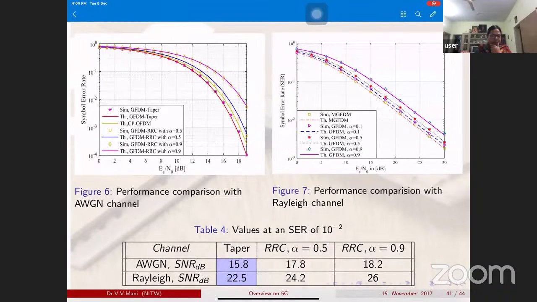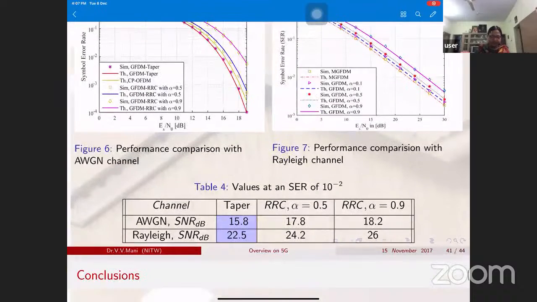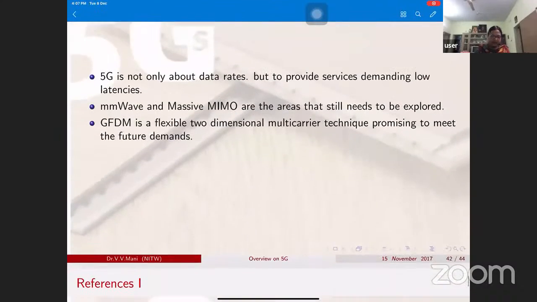So if you look at this GFDM tapper, simulations and the original values are matching one-to-one. Okay. So this is about GFDM.